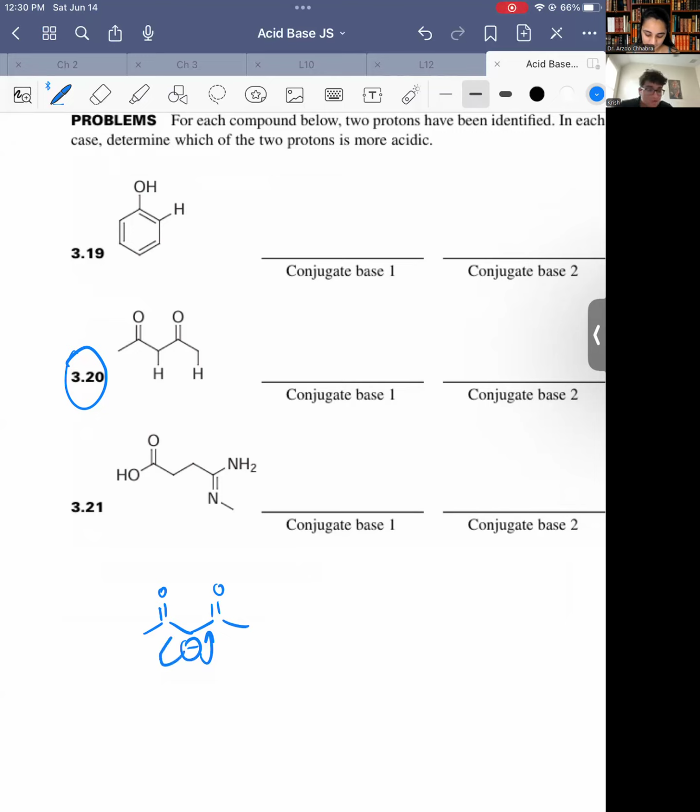So it can go here and it can go here too, right? But the one on the right can only go one direction. Okay, so then this is more acidic.